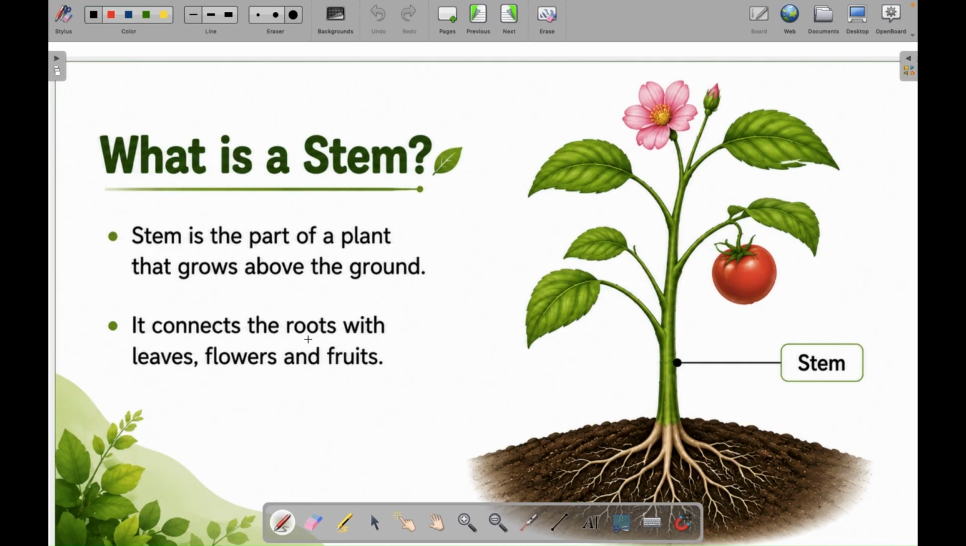It connects the roots with leaves, flowers, and fruits. You know that roots are underground, right? So it needs something that will connect it to other parts of a plant. Why? Because it has to transport the minerals and water that it has absorbed from the soil to other parts. So it needs a connection or a channel. The stem serves as that channel.